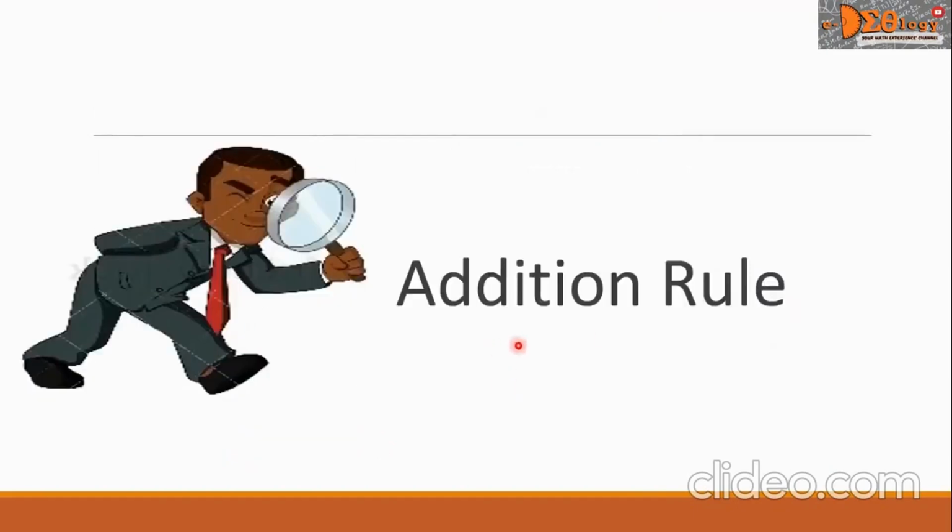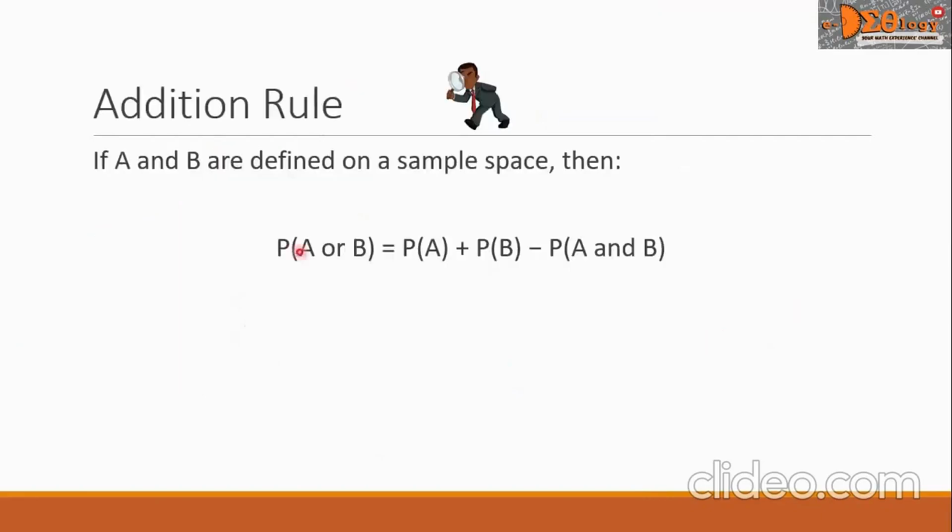Let us go now to the addition rule. According to the addition rule, if A and B are defined on a sample space, then the probability of A or B equals the probability of A, this is P of A, plus the probability of B, we can see that this is P of B, minus the probability of A and B.